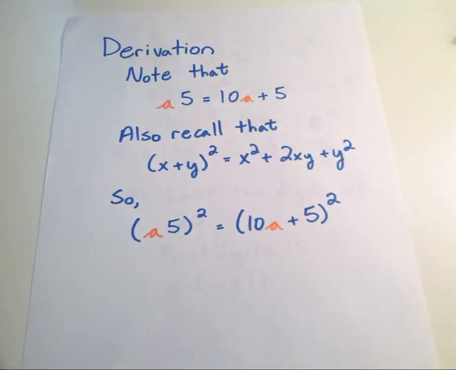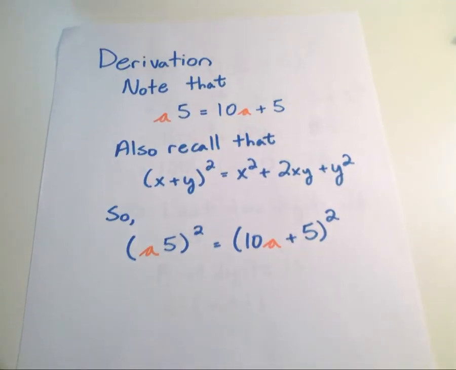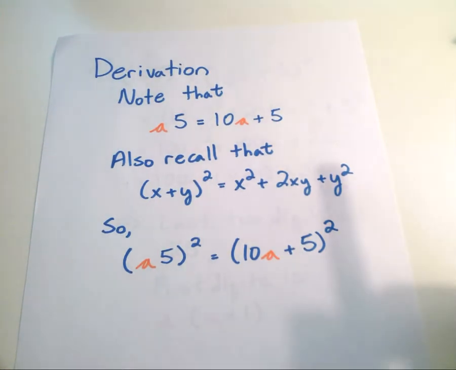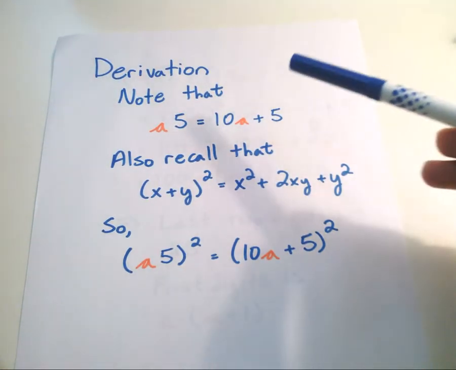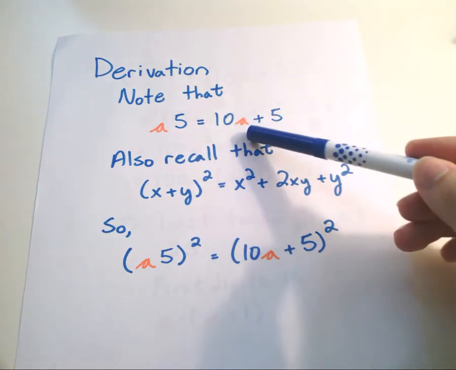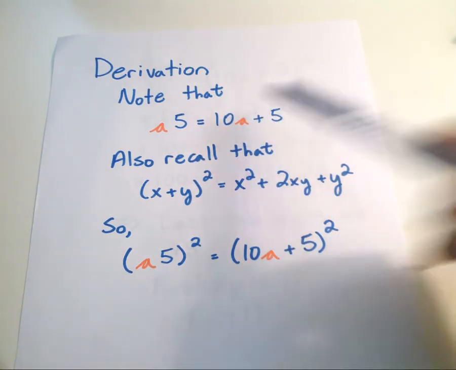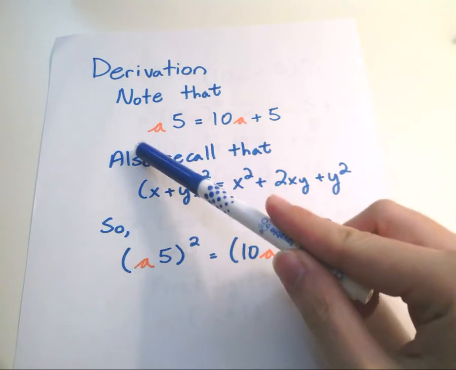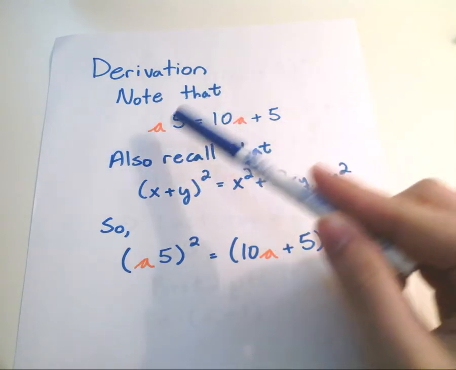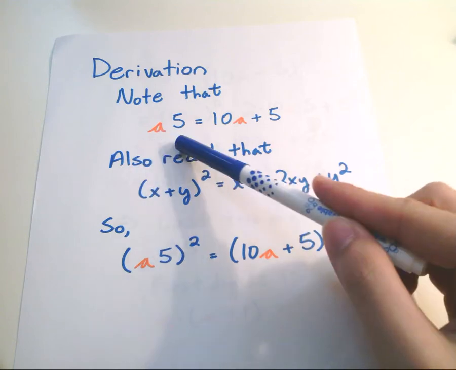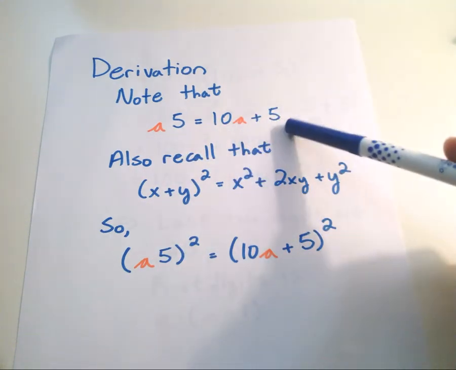Now for the derivation. We can note that we can rewrite a5 as 10a plus 5. Recall from perhaps elementary school that 5 is in the ones digit and a is in the tens digit. This is why we can rewrite a5 as 10a plus 5.